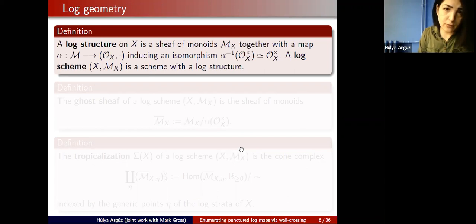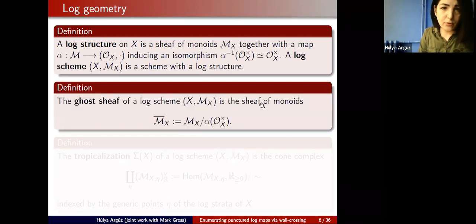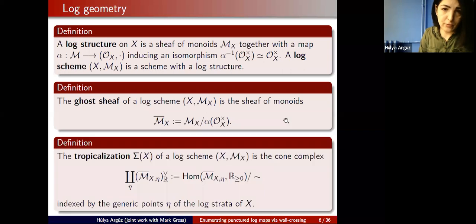A log structure is a sheaf of monoids together with a map to the structure sheaf, inducing an isomorphism on the invertible elements of the structure sheaf. And a log scheme is a scheme with a log structure. What I was denoting by M bar is the sheaf of monoids where you quotient out your sheaf M by the invertible elements of your structure sheaf. And one advantage of log geometry is that it behaves well. You can tropicalize log schemes and turn a log problem into a tropical problem, which is nice combinatorially.